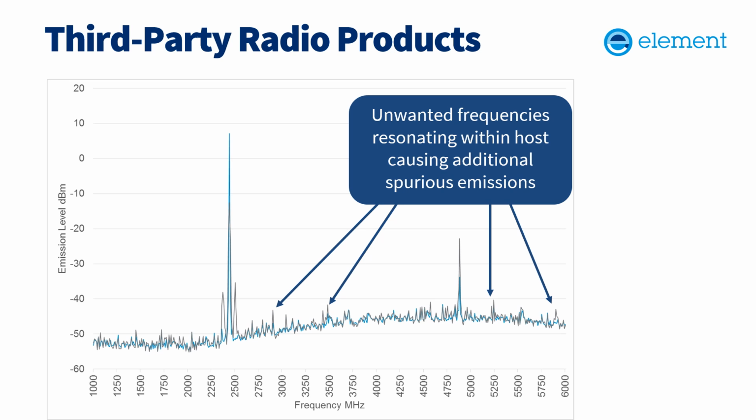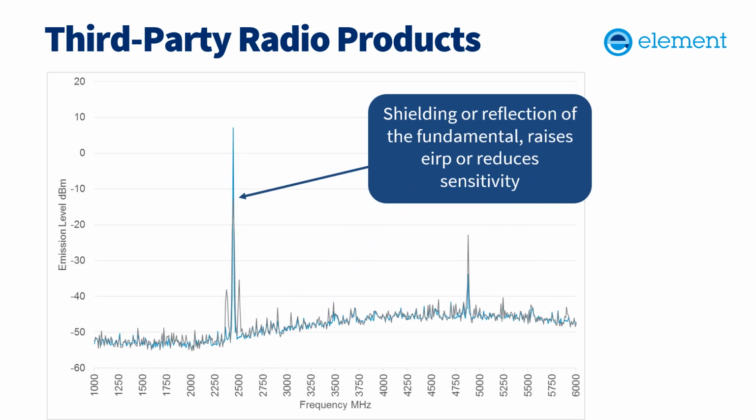Equally, you can get resonances and new frequency products being generated when you bring these two things together. All of which means that you need to do an additional assessment on the final product from a radio characteristic point of view when you bring all of these different radio devices together into the same product.